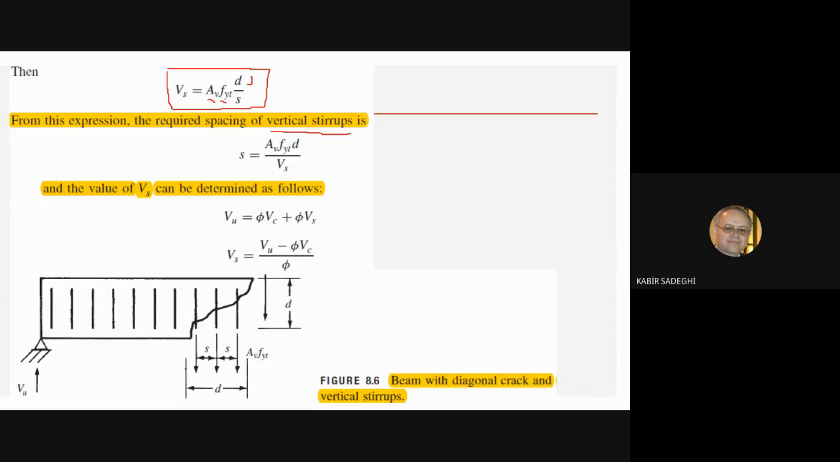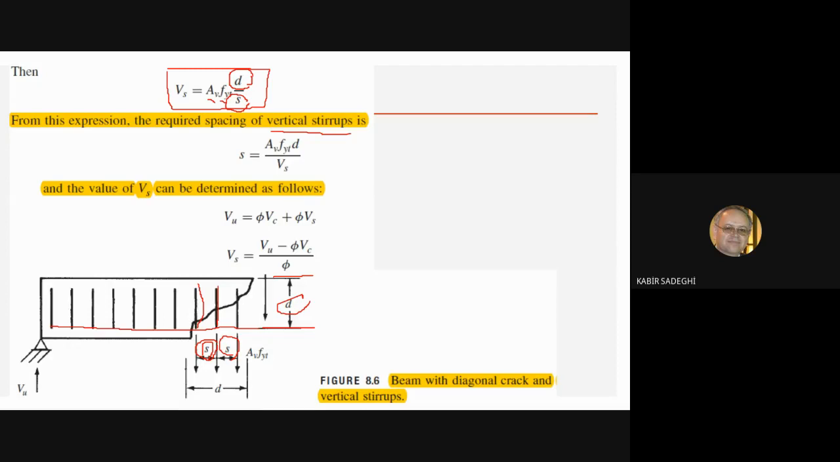d was the effective depth. For example, here, this is d, from the center of the longitudinal bar to the top. And we have s. s is the spacing between stirrups. That's shown in the figure. If you see s, between one stirrup and the next stirrup, there is one spacing s that should be defined.